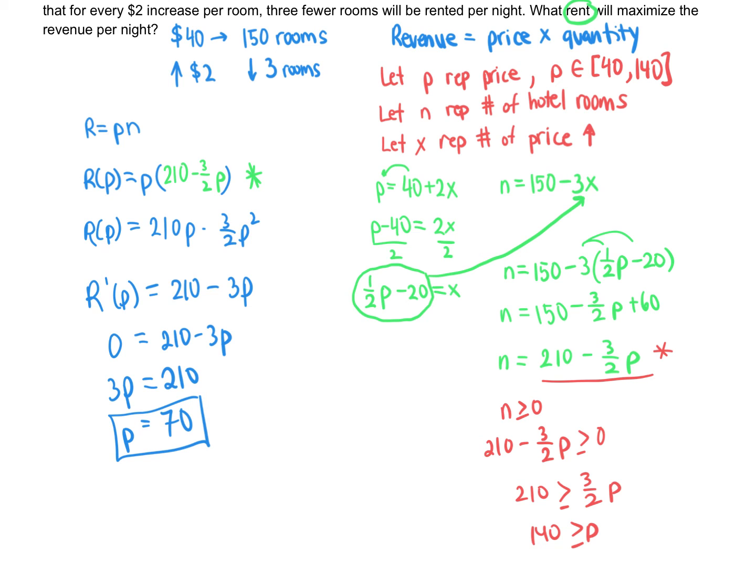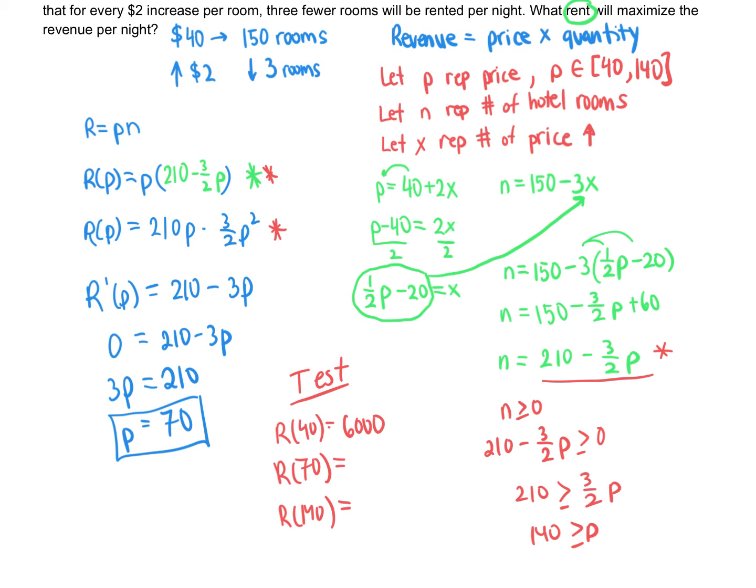So let's test. I'm going to test my revenue when my price is the original 40. I'm going to test my revenue for my critical point of $70 per room. And I'm going to test it at $140. So for that original price of $40, it would just be 40 times 150. That's 6,000. You can, of course, plug in here or here as well.